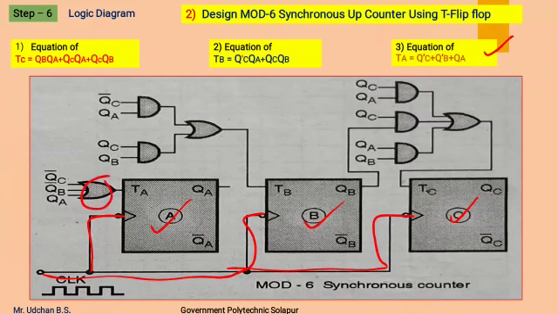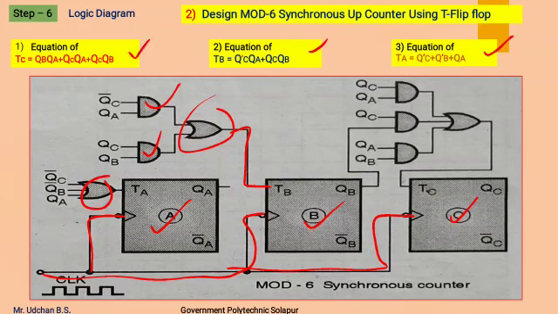OR gate. The TB equation is QC bar QA plus QC QB. So this will give you QC bar QA and this will give you QC QB. To add both these terms, another OR gate is used, whose output is connected to TB.